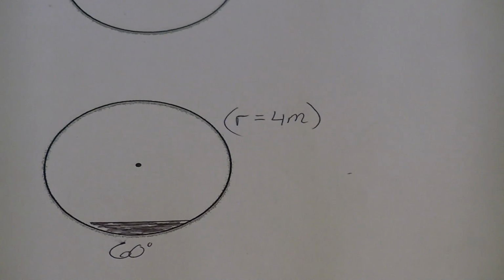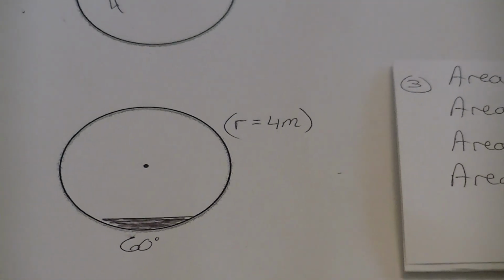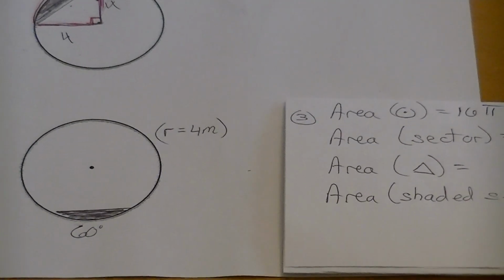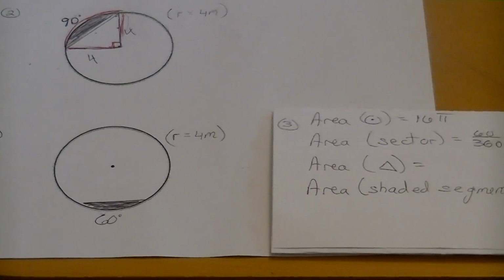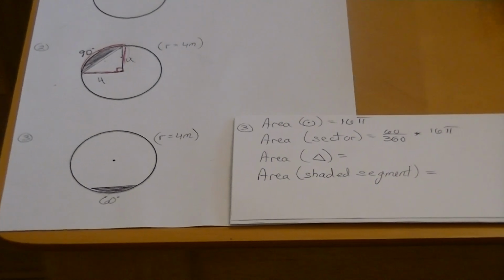And I'll show you how I'm doing it. Let's see how you did. So we start with saying I can get the area of the whole circle. Pi r squared, radius 4. So once again, 16 pi.